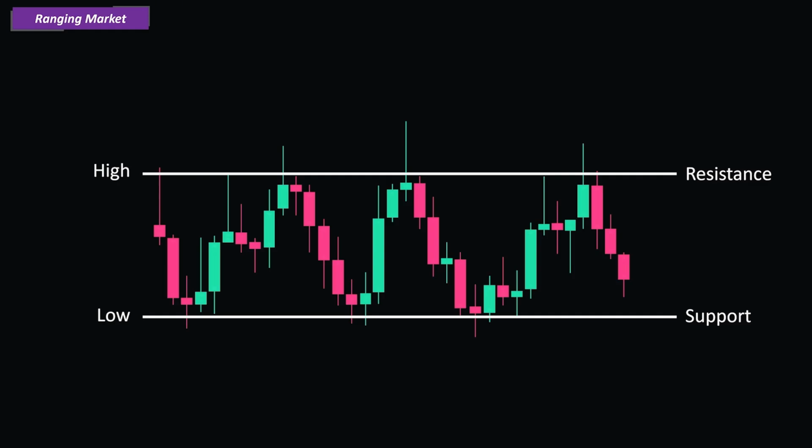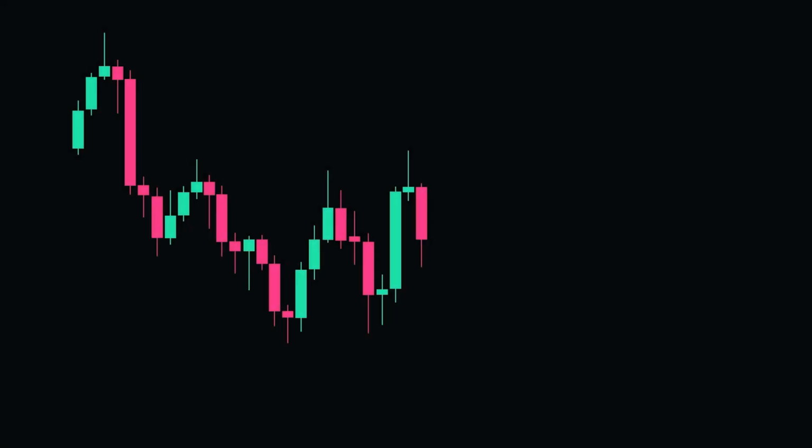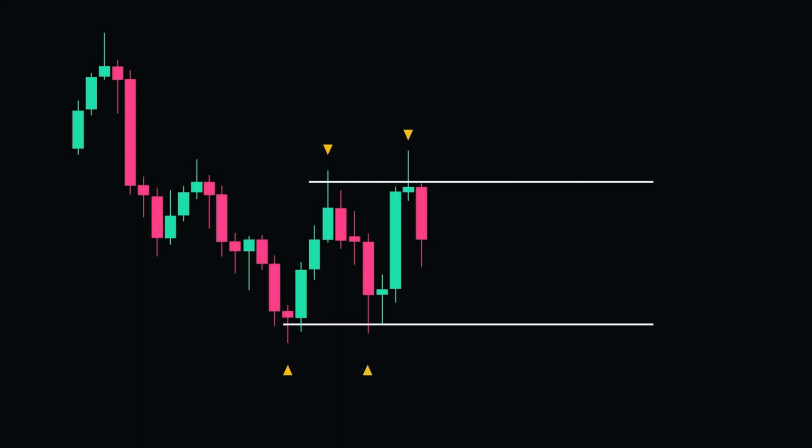But first, how do we identify a ranging market? A simple way is to look for at least 2 rejections from the bottom and 2 rejections from the top. This shows that the price is respecting both support and resistance. Once we have these levels clearly respected, we can consider the market to be moving sideways.